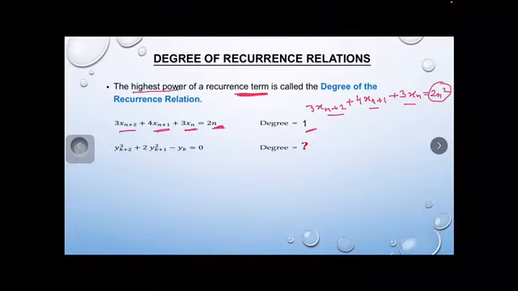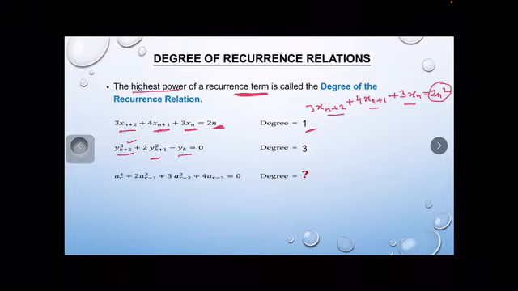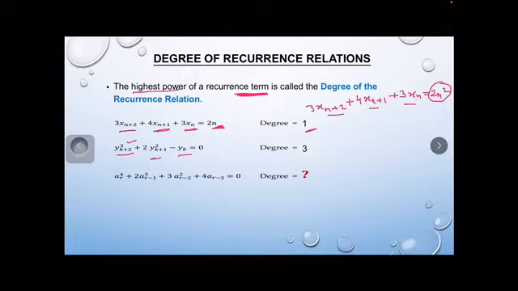Here we see that our recurrence terms are y_{k+2}, y_{k+1} and y_k, and the highest power is 3. So the degree of this is 3. Now another example: a_r⁴ + 2a_{r-1}³ + 2a_{r-2} + 4a_{r-3} equal to 0. So what's the degree here? Can you tell me? The recurrence terms are a_r, a_{r-1}, a_{r-2} and a_{r-3}, and the highest power is 4. So we say that the degree of this is 4.